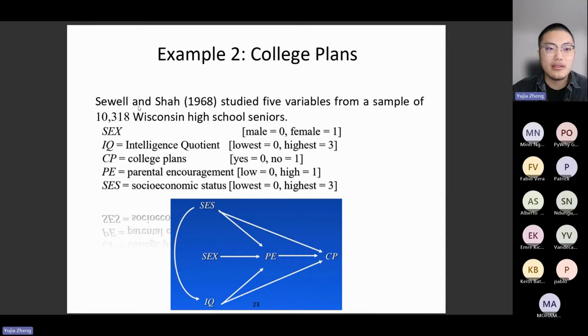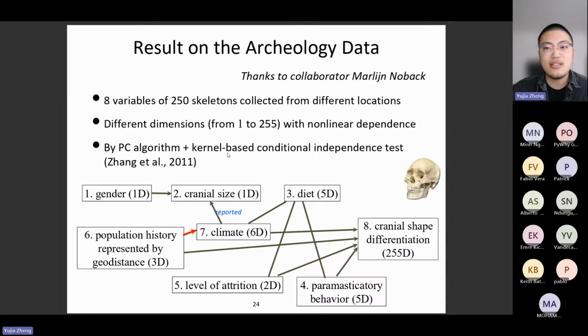So in that example, we can see the relations between these variables, which have been verified in this paper. Also in the archaeology data, we can see that in the real world, the relationships between variables are pretty general, like nonlinear, right? However, for constraint-based methods, if we choose the appropriate type of conditional independence test, we can deal with different types of data.